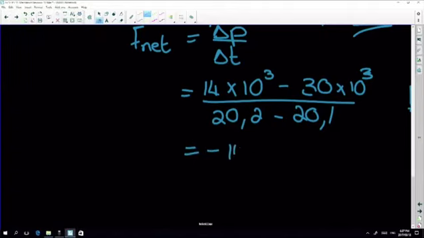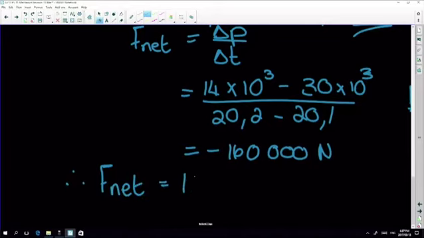That sounds wrong. It does. It's right though. It just sounds weird. Now they wanted magnitude, so please. That's why the negative is important, and you take it away. What the negative actually tells me is that the car experiences a force of 160,000 newtons.